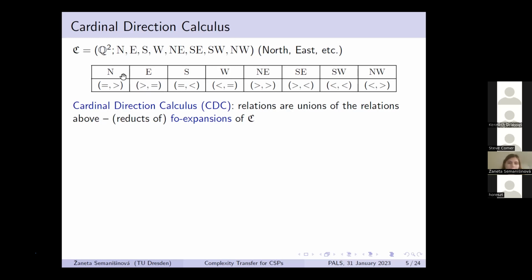And the relations that we have just represent the relative position of the points in the plane. So, for example, a point is to the north of another point exactly as you would expect: it's on the same level on the x-axis, and it's somewhere higher up on the y-axis. And all the other relations just mean what you would expect. So this is the base structure with the basic relations, and for cardinal direction calculus, the relations are unions of such relations above.